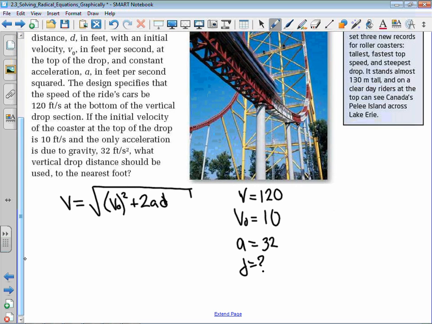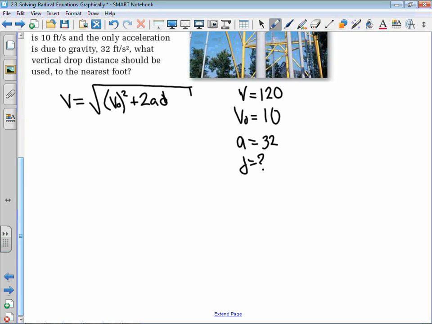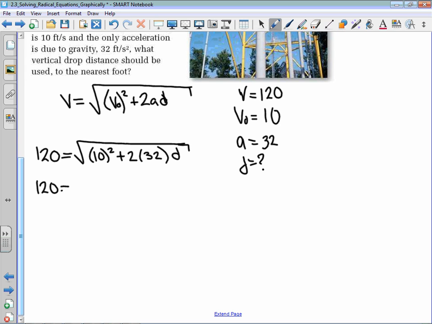And the way that we solve this, I think, is by identifying the value of the variables we know and the variable that we're looking to solve, and then substitute everything in. So I'm really looking to solve 120 is equal to the square root of 10 squared plus 2 times 32 times d. Now, I think it's a little bit beneficial to simplify this, and I'm going to say then that 120 is equal to the square root of 100 plus 64d.